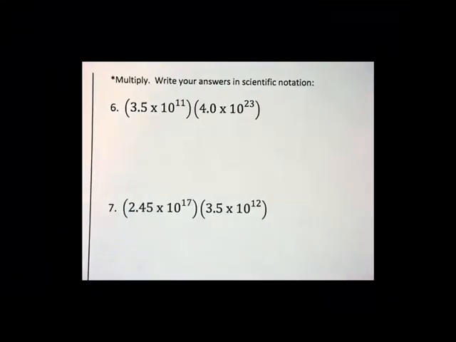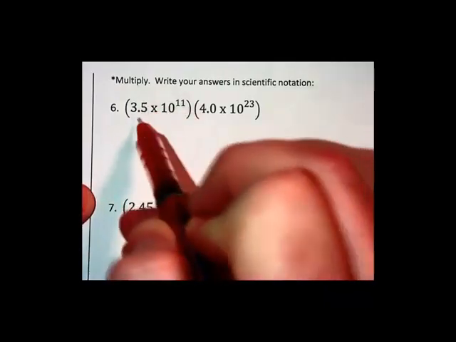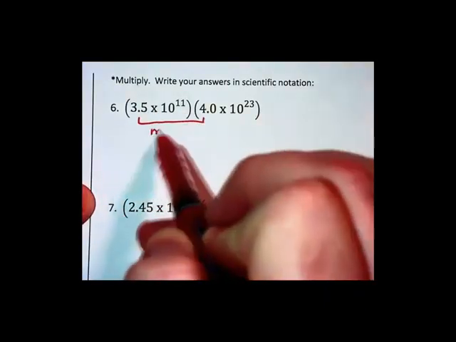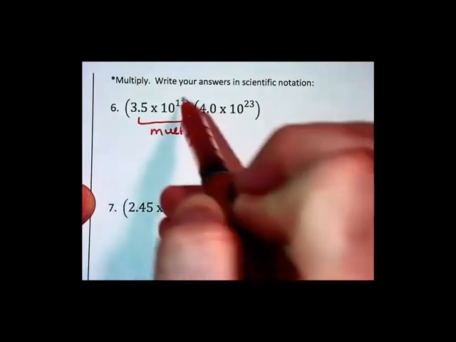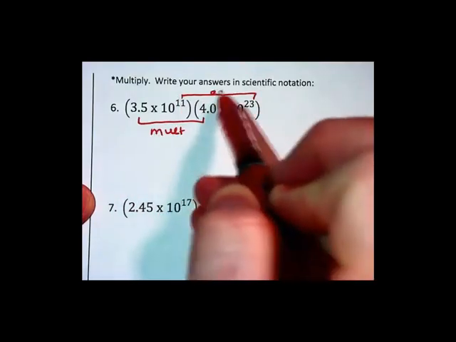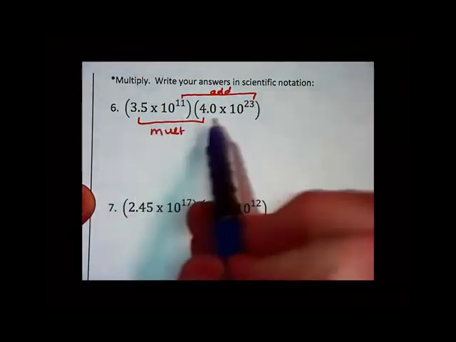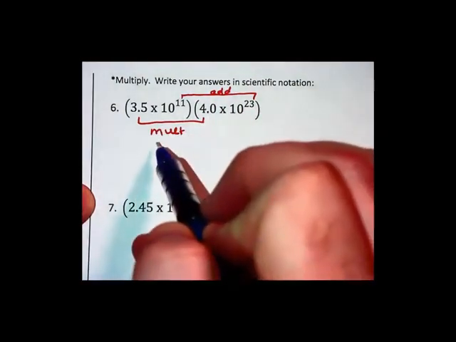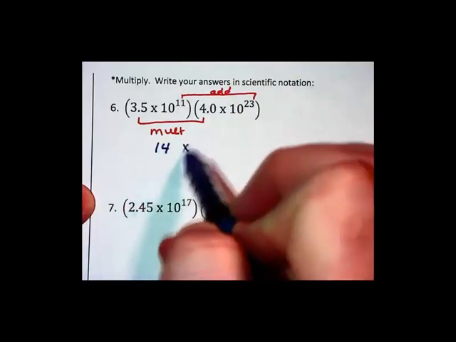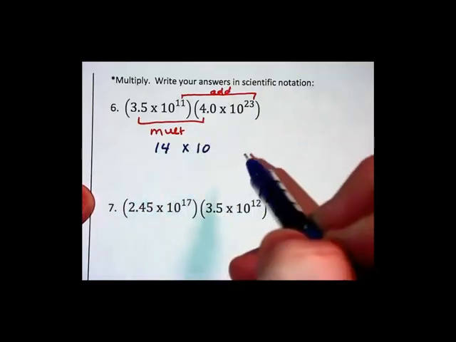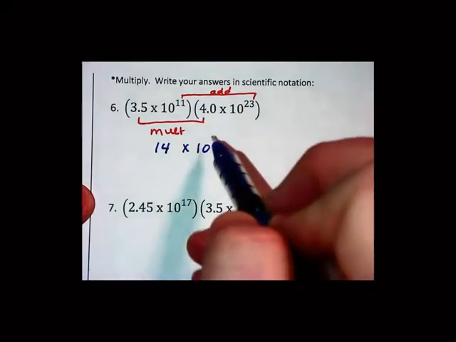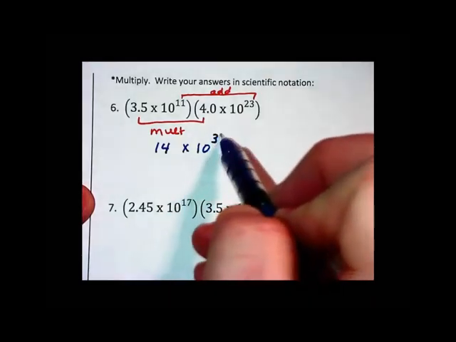When it comes to multiplying numbers that are in scientific notation, what you're going to do is multiply these numbers out front, and then with the exponents you're going to add the powers. So 3.5 times 4 makes 14, times 10 to the, add the 11 and 23 together to get 34.